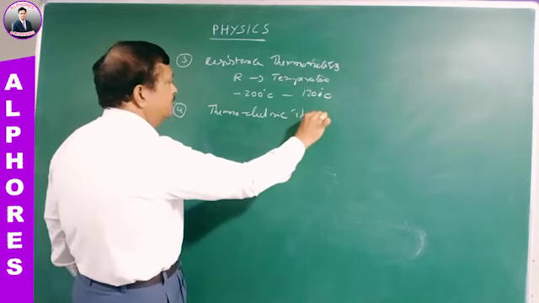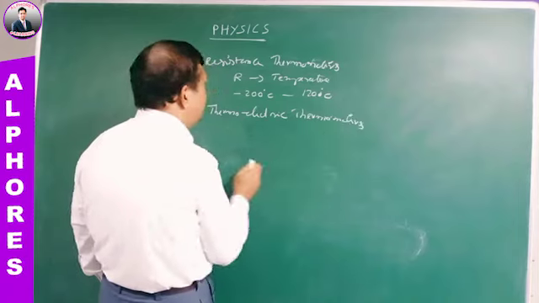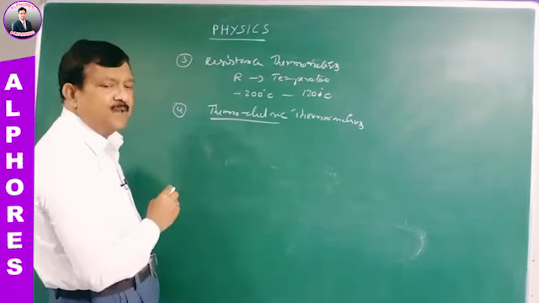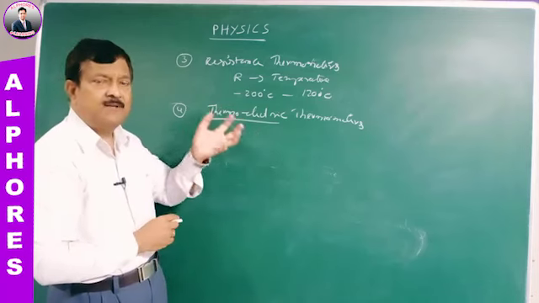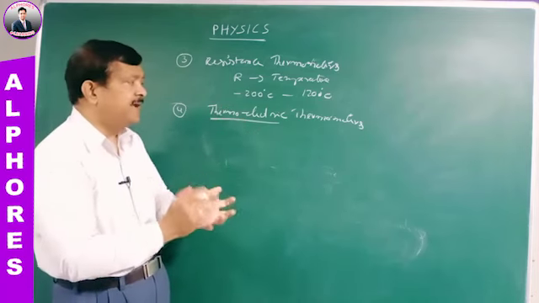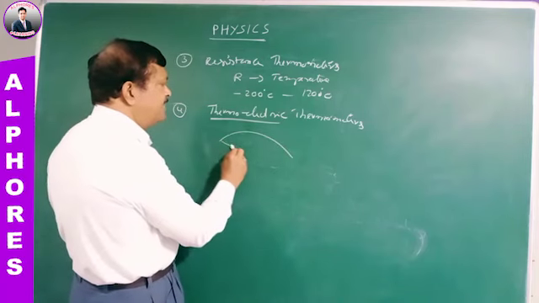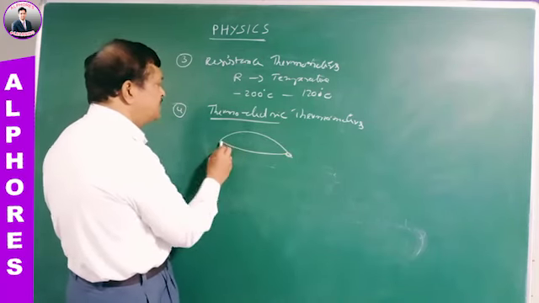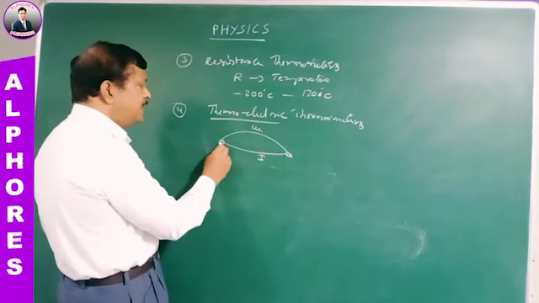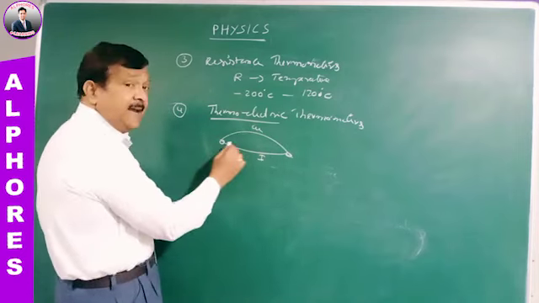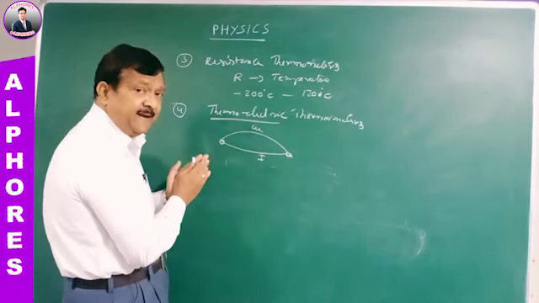Thermoelectric thermometers. What are these thermoelectric thermometers? As we have explained during this topic of thermometers previously, we take two metallic wires combined with each other to form two junctions like this. Suppose one is copper wire, another is iron wire. At the two junctions where copper and iron are meeting here, a temperature difference is maintained.